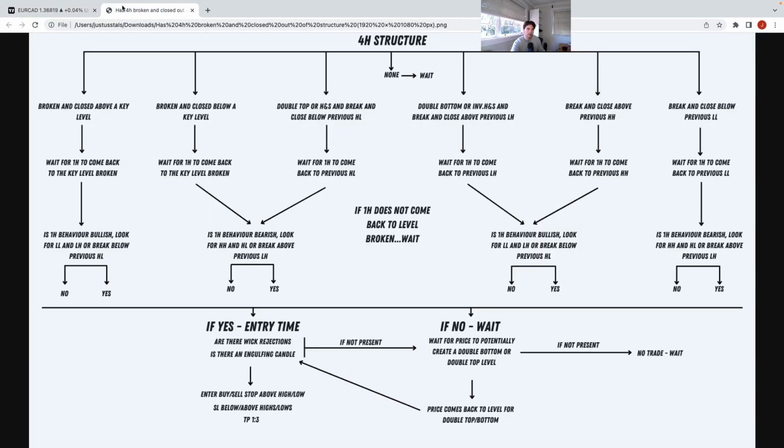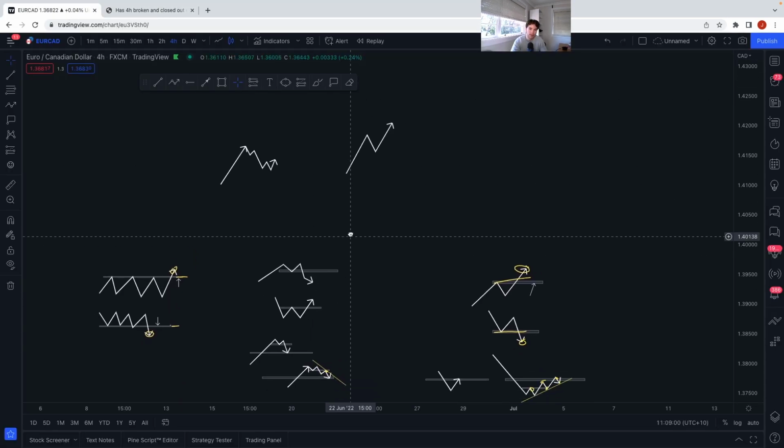That's all it is. Okay, so let's say we've identified yes or no, and we can understand whether the behavior is bullish or bearish, and the behavior lines up with the 4-hour. If it's a yes, we can move to our entry confirmations, which are weak rejections and engulfing candles. So let's break this down.